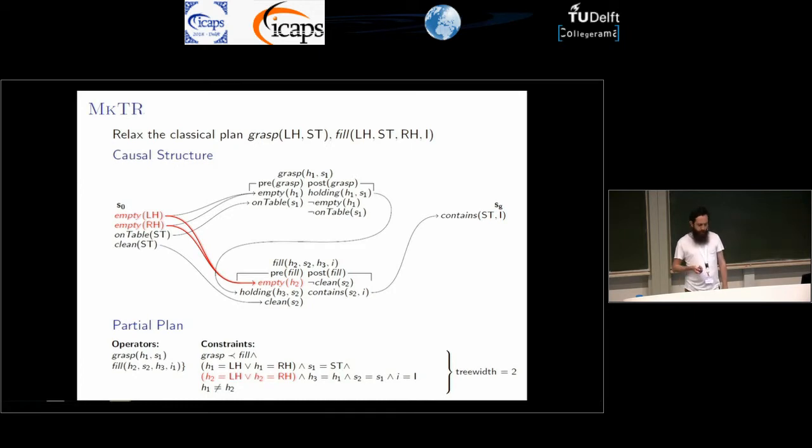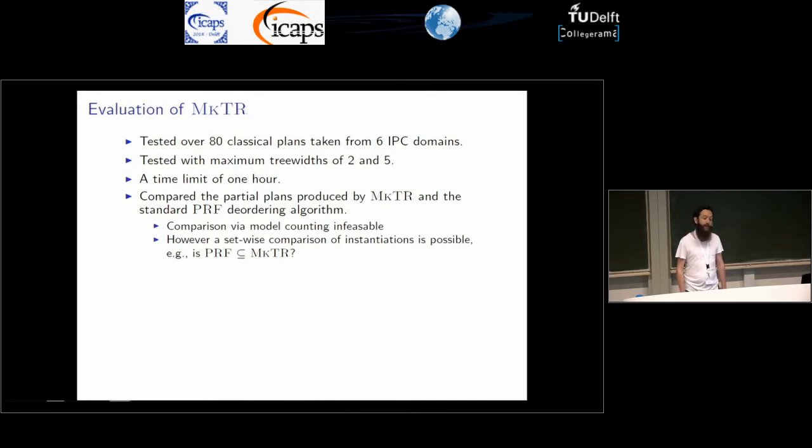Right, so we've evaluated MKTR over 80 classical plans, which have been taken from 6 standard IPC domains, and we tested it with tree widths of 2 and 5, and with the time limit of 1 hour. And we compared them with the partial plans produced by the standard PRF deordering algorithm. It was actually quite difficult to do any kind of direct comparison of the instantiations that the two techniques find. It was just infeasible. But what we can do is a set-wise comparison of the two sets of instantiations instead. So for example, we can say that PRF found a subset or a superset or something of MKTR.